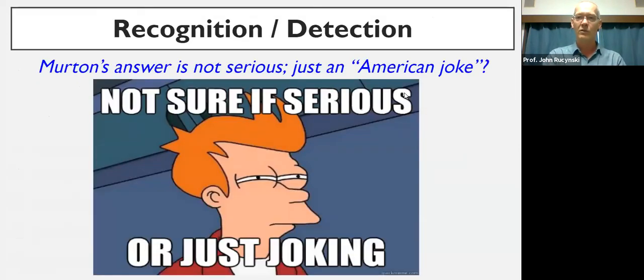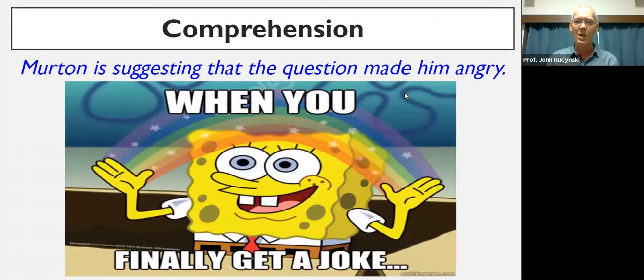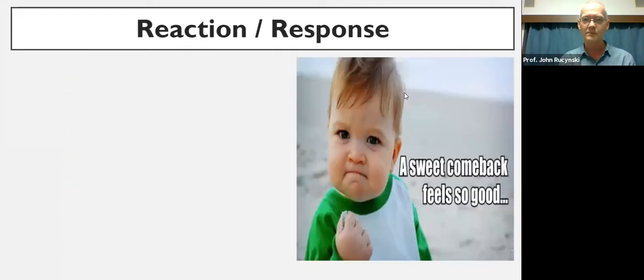So let's go back to Merton and Nomi. So for example, recognition, detection, the sports reporter could be thinking, well, Merton's not serious, maybe he's making an American joke. And then comprehension, okay, so Merton, I guess he's saying, even though he's joking, he's saying that my question made him angry, offended him. Reaction, response could be different things. You could show appreciation, but you could also show you don't understand or you question that humor.